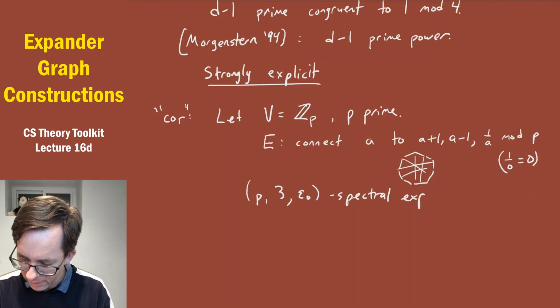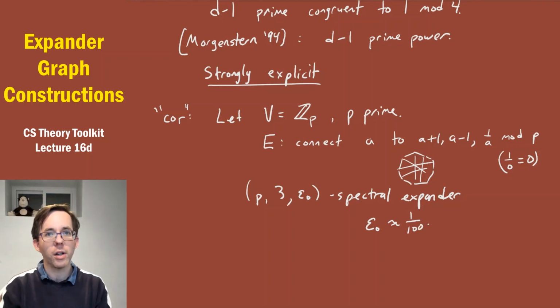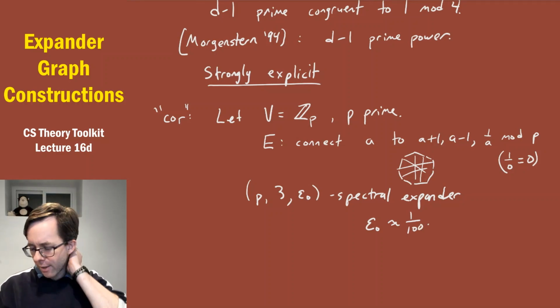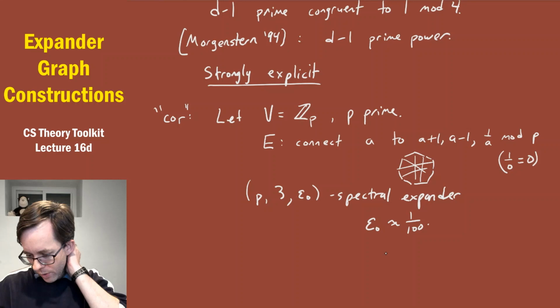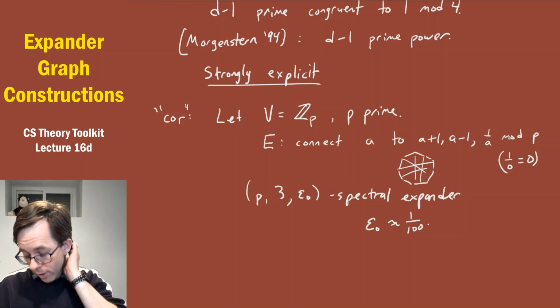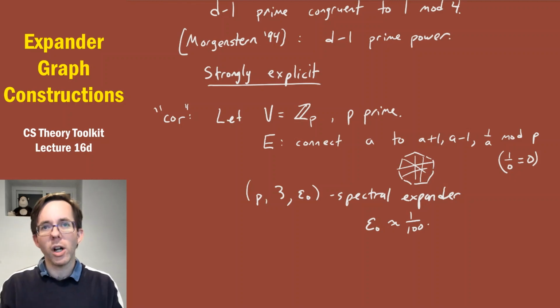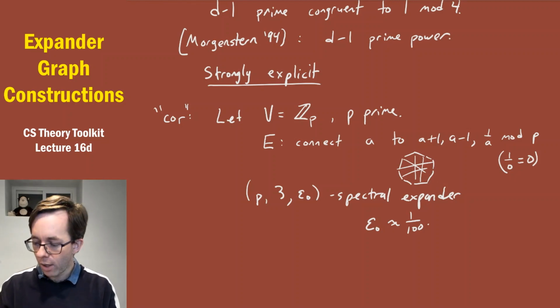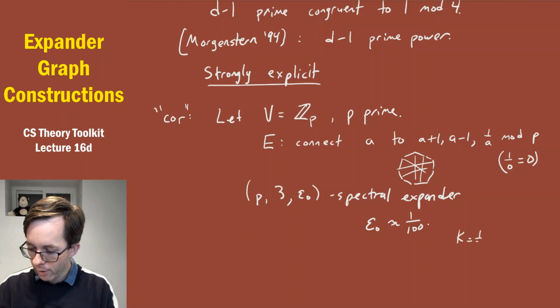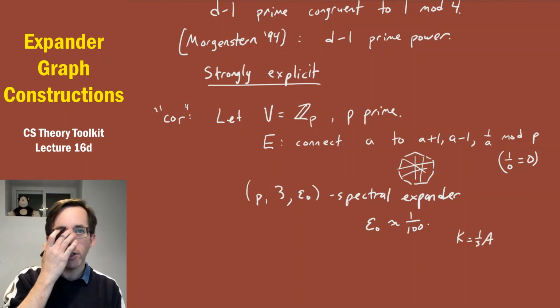And the epsilon 0 is really not great. I think it's, I don't know, like 1 over 100 or something. But hey, it's a positive constant. Okay, remember that means that the second smallest eigenvalue of the Laplacian of this graph is at least 1 over 100, or the second largest eigenvalue of the normalized adjacency matrix, k equals 1/3 A, is at most 99 over 100.